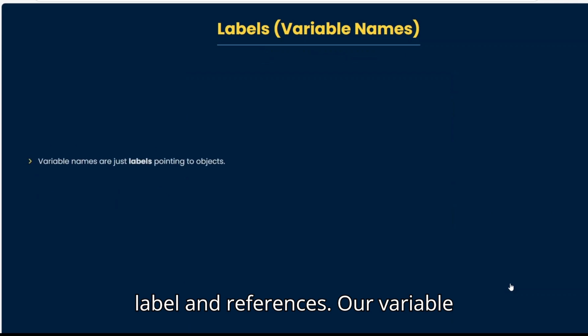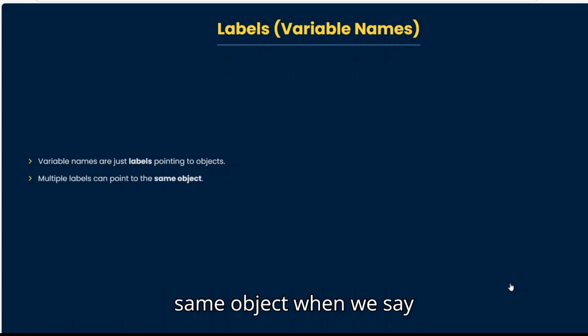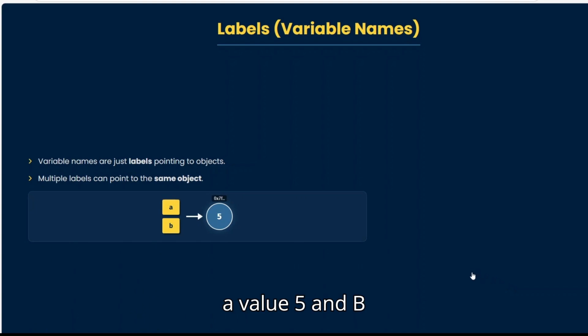A variable is just a label. Multiple labels can point to the same object. When we say a value is 5 and b value is a, Python does not create a new 5. It simply makes b point to the same object that a is pointing to.